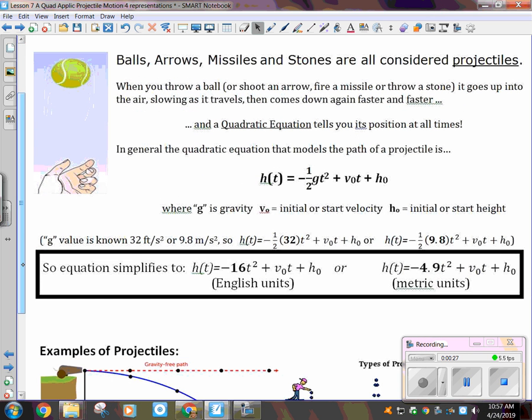Quadratic equations will tell you the position at all time. It will tell you how high it is at any given time. Let me say that again. It will tell you the height at any given time. Guess what 2 letters are in the equation? T and H. Height and time. Height and what else? Time. Awesome.